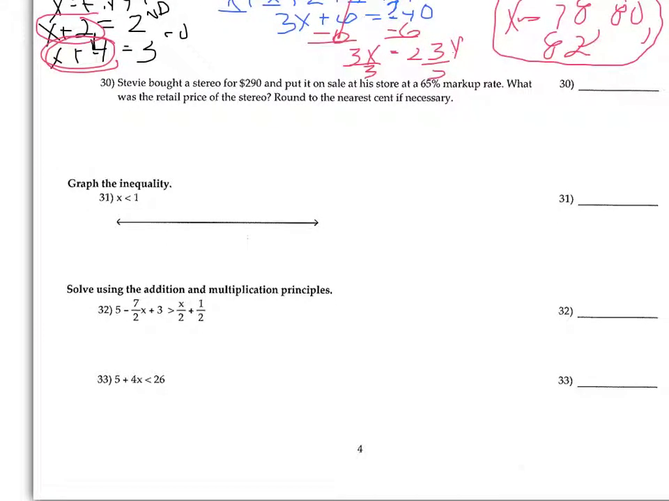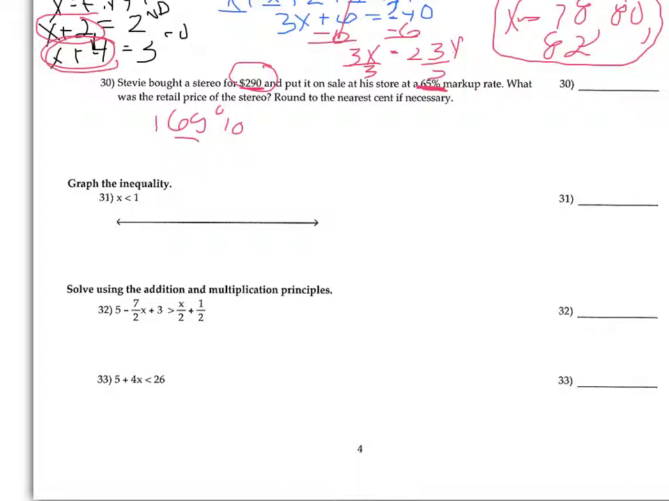Next one we have Stevie bought a stereo for $290 and put it on sale at his store at a 65% markup. What is the retail price of the stereo? So if you pay $290 for a stereo, that's 100%. You're paying for 100% of it. Because he's marking it up 65%, the price relative to this $290 is going to be 165%. The 100% represents the 290. The 65 here represents the markup of this.